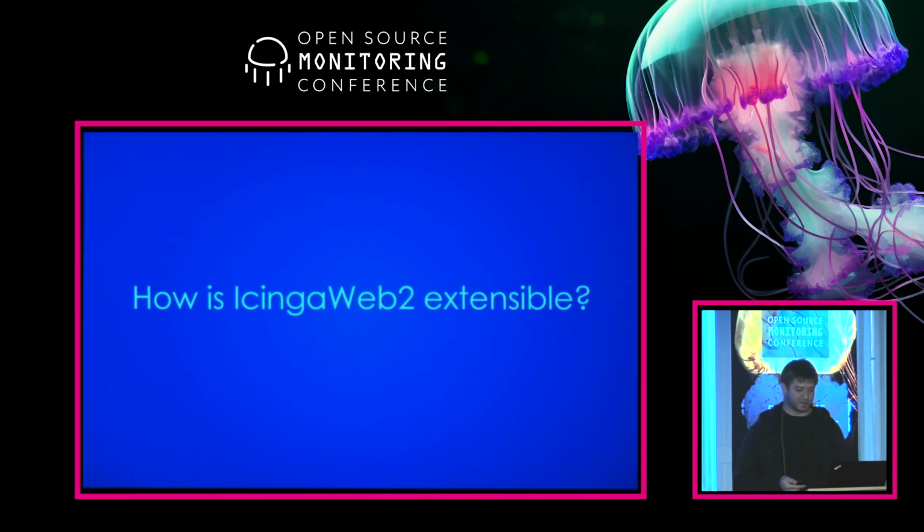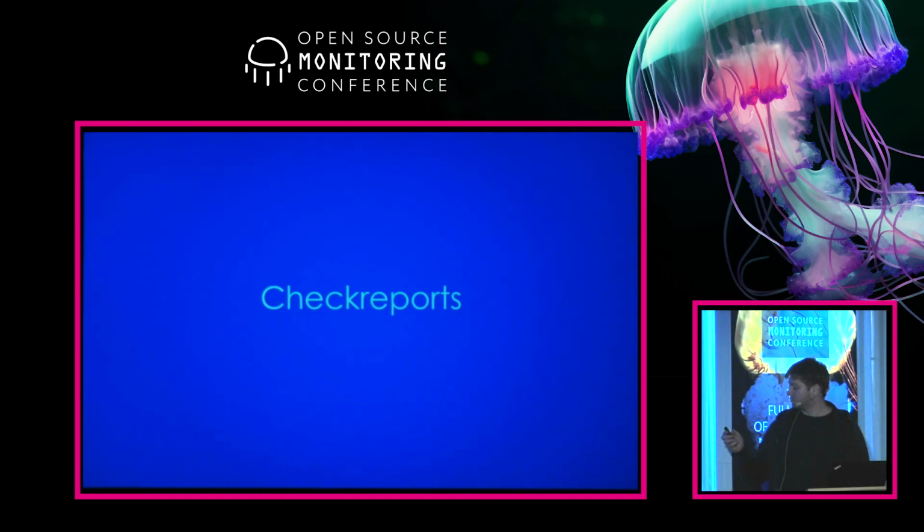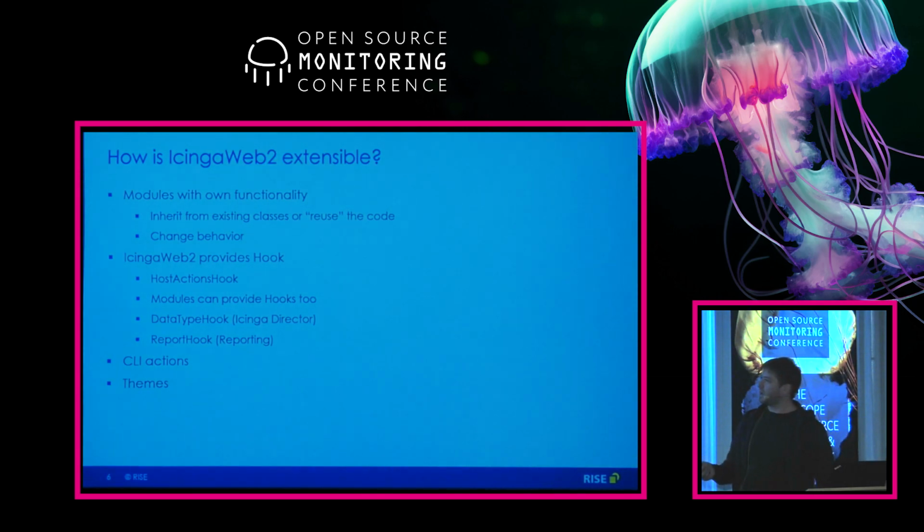Okay, how is Icinga Web 2 extensible? The first thing, you have modules, and modules have their own functionality. If you want to use something else, you can also copy code from other modules. Also, you can reuse classes, you can copy them, you can change some behavior, and then you have your own module. Icinga Web 2 also provides some hooks, and these hooks you can fill with your own information, and they get rendered at specific points in Icinga Web 2 where the developer implemented them.